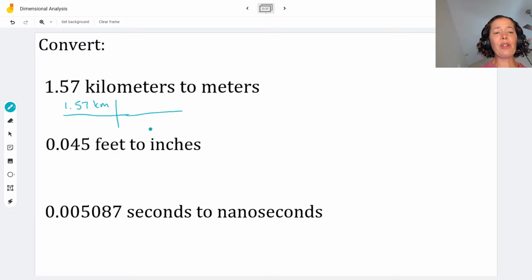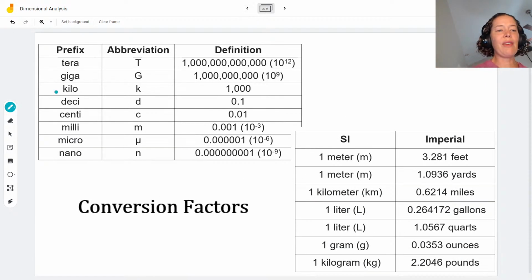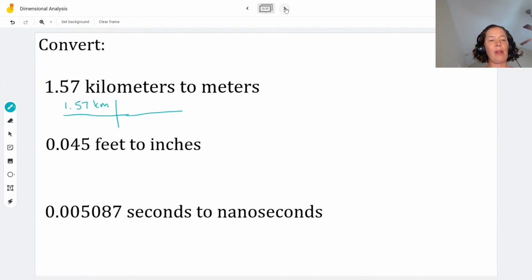Okay, so my conversion factor is going to go right here. I'm going from kilometers to meters, so I need to know either how many meters in 1 kilometer or how many kilometers in 1 meter. And you can use either one. Now, when I'm doing this conversion factor, I tend to think of 1,000 meters in 1 kilometer. And so let's go back and just see. You can see I've got kilo here, and it means 1,000. So that's where this 1,000 is coming from.